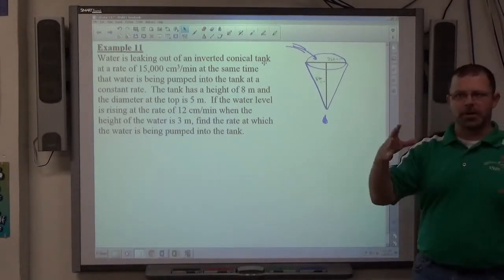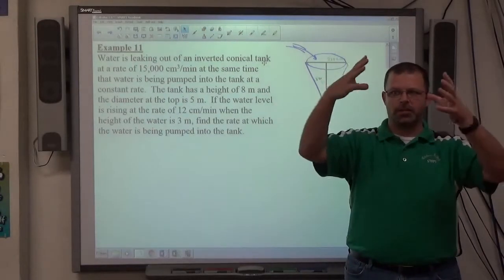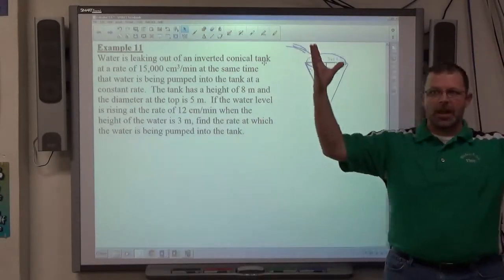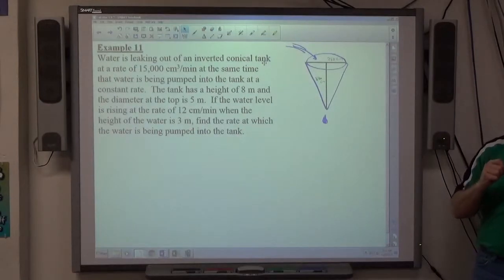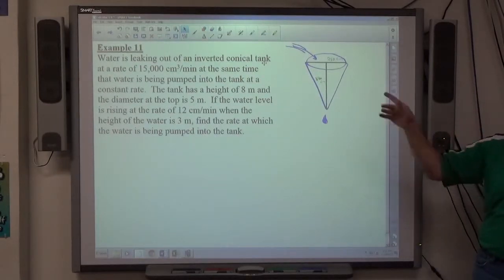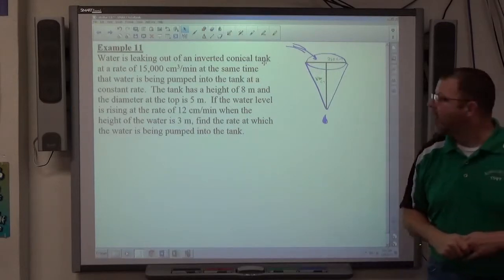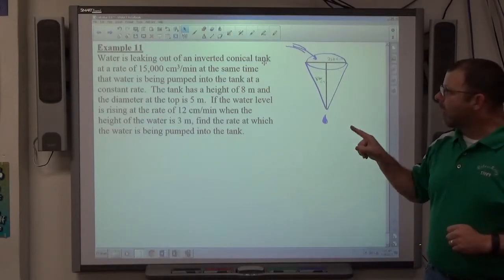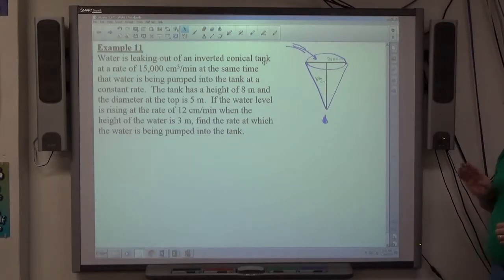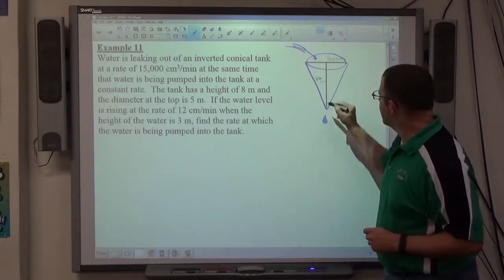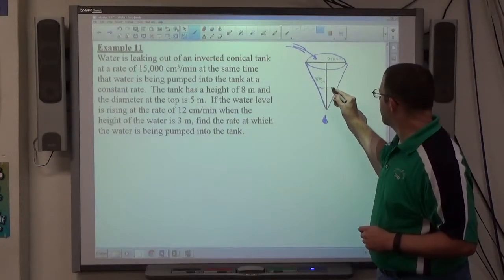We're not pumping water in at the same time the tank's doing weird stuff like getting bigger and smaller. So the tank is just there. It's a metal tank. It's staying just as it is. So that's how big the tank is that we're pumping water into. And it's also leaking. The water level is rising at a rate of 12 centimeters per minute when the height of the water is 3 meters. So the water in the tank is about here, let's say.